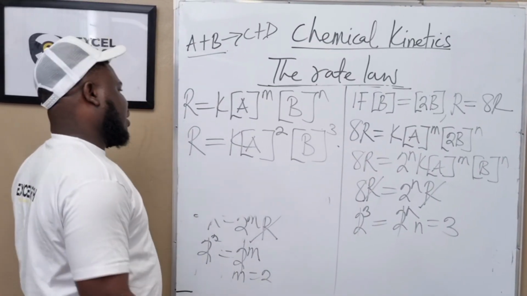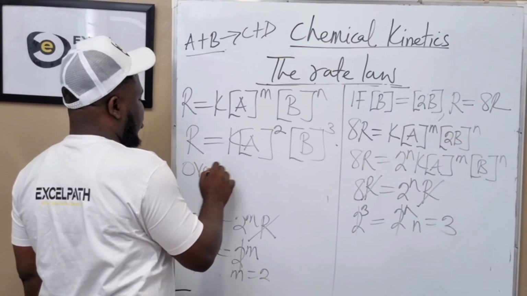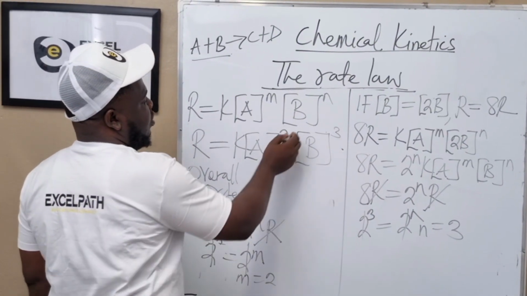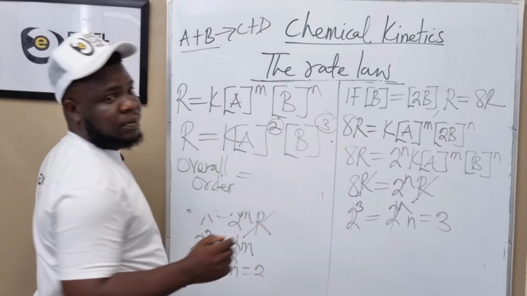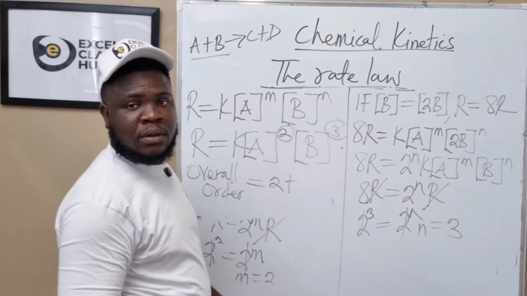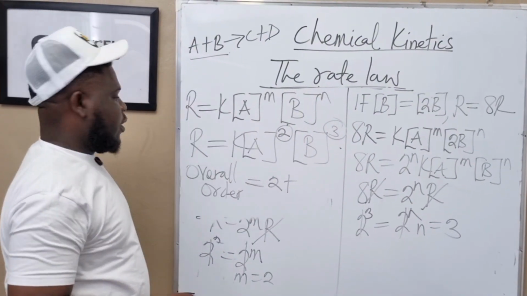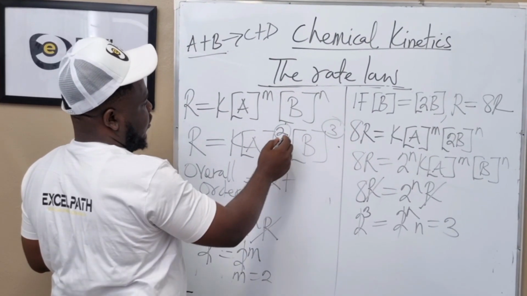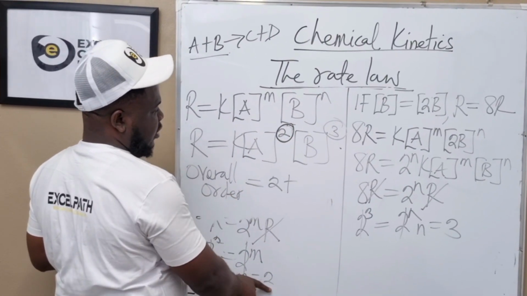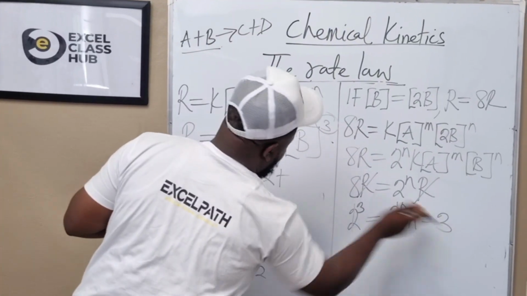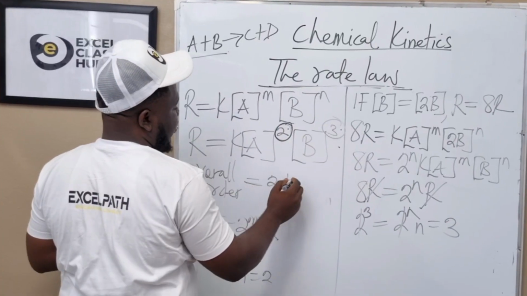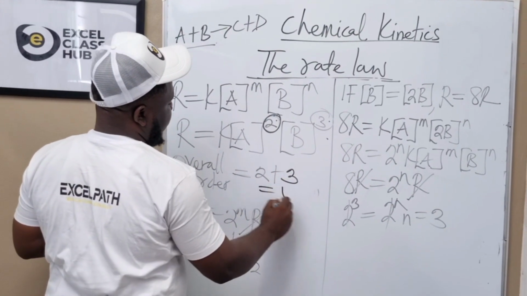But not only that, the question also said we should determine the overall order of the reaction. So the overall order of the reaction will be an addition of this and this. So we got the order of the reaction with respect to A to be equal to 2, and that of B to be equal to 3. So the overall order of the reaction becomes what we have here plus what we have here. So that becomes 2 plus 3, and that is equal to 5.